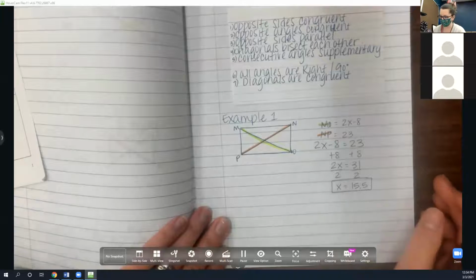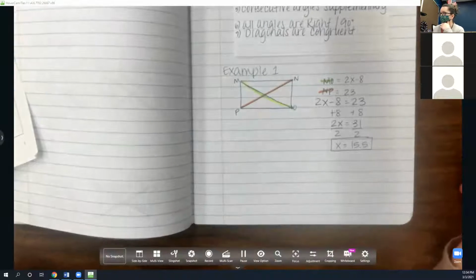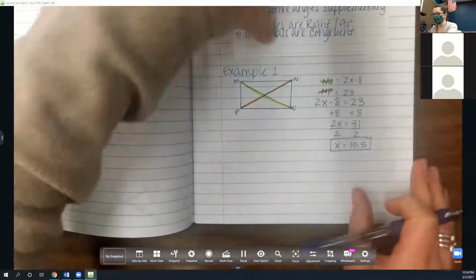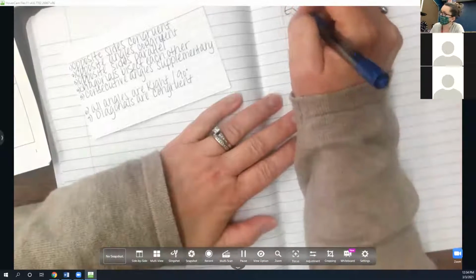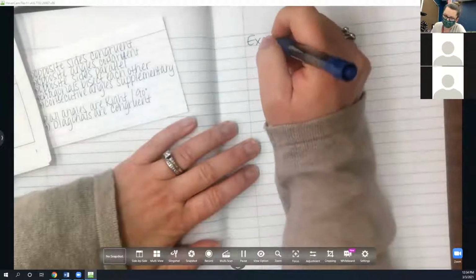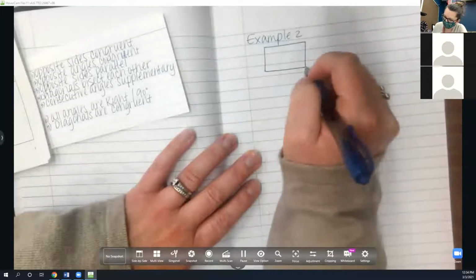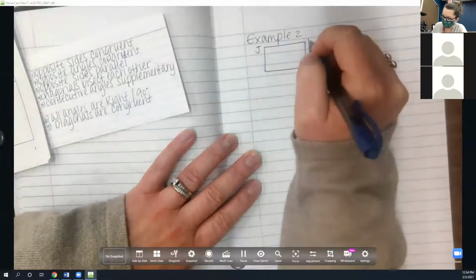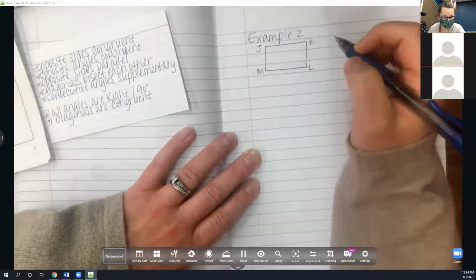Let's do another one just like this. Moving on to example 2. I'm going to leave that there so you can copy it down. Let's go to example 2. Go ahead and write with me, okay? Example 2 says quadrilateral JKLM is a rectangle.